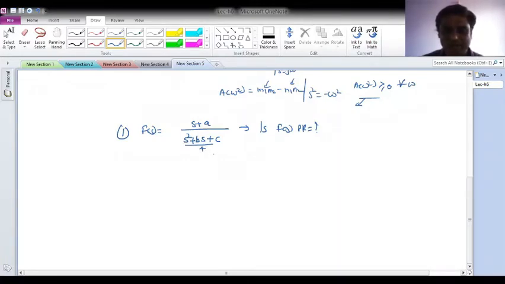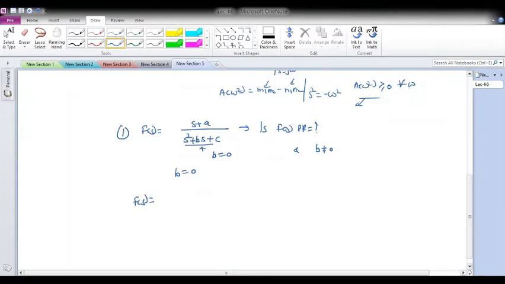So for example, that can be checked by putting b is equal to 0, what is the condition, and b is not equal to 0, what is the condition. Okay, so if I substitute b is equal to 0 here, what will be my f of s? F of s will be s plus a over s square plus c.